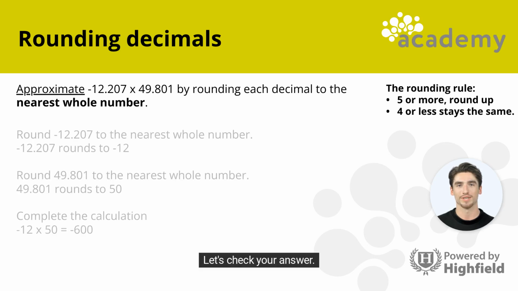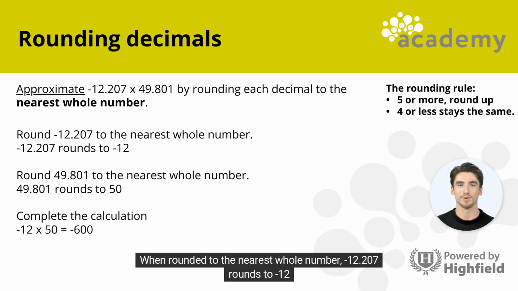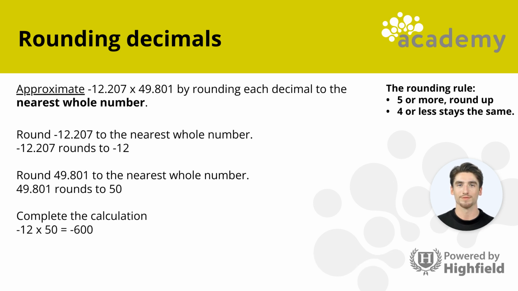Let's check your answer. When rounded to the nearest whole number, minus 12.207 rounds to minus 12. 49.801 rounds up to 50. Minus 12 multiplied by 50 equals minus 600.